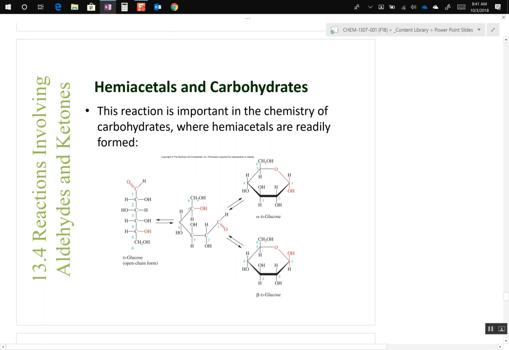Okay, so here it is in the carbohydrate glucose. So you can see glucose is an aldehyde sugar. Okay, and here is the OH group. This double bonded oxygen is going to become an OH, and then this oxygen is going to react here. Okay, you're going to lose the hydrogen that's coming off.